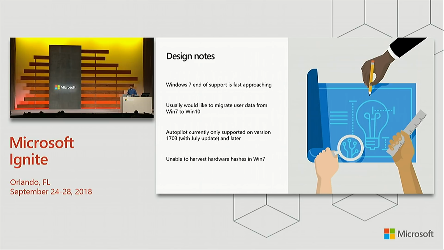And the other problem, really the biggest problem here that prevents you from using Autopilot today on Windows 7, is you're unable to harvest hardware hashes in Windows 7. This isn't just something that we can provide a tool for you where you can generate hardware hashes. Hardware hashes that Autopilot uses are a very complex ID effectively based on the hardware and software and all this other goodness. But it's just not possible to do this on Windows 7. We've tried. We've tried a lot. But we do have a solution for you.